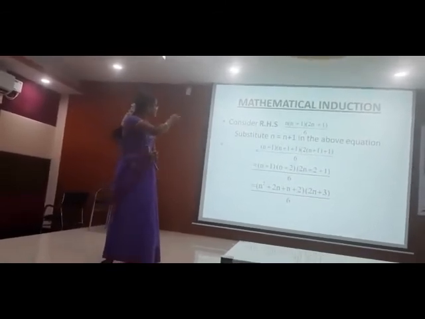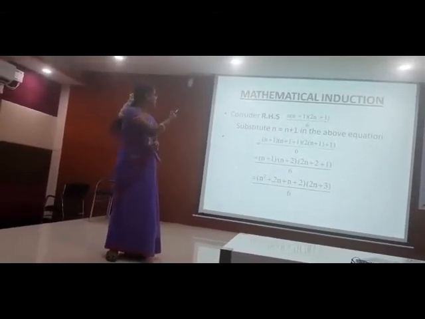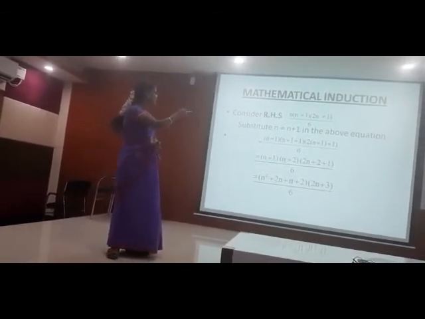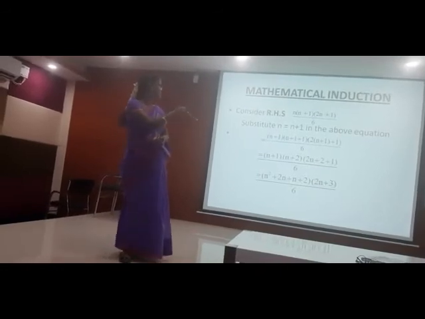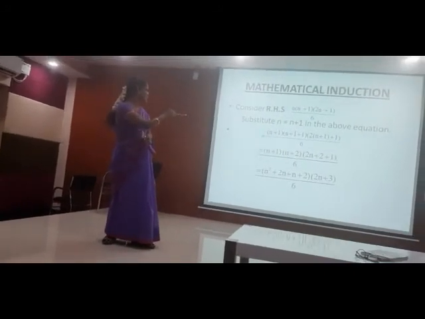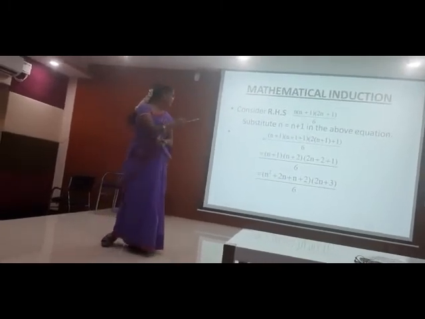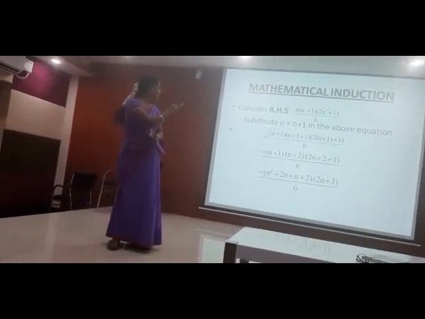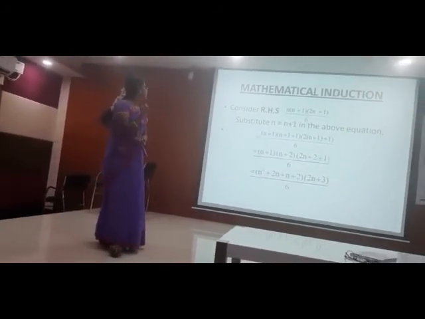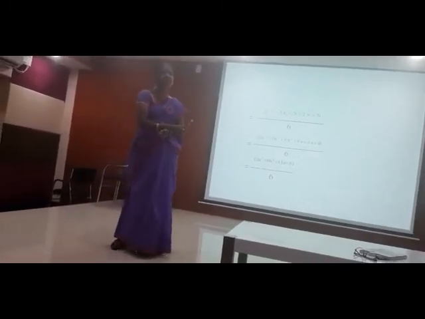So all the n values will become n plus 1 here. n plus 1, n plus 1 plus 1, 2 into n plus 1 plus 1. So n plus 1 into n plus 2, and the third term will become 2n plus 2 plus 1, so it is now 2n plus 3. When you simplify n plus 1 and n plus 2, it becomes n square plus 2n plus n plus 2. Again we simplify this to get n square plus 3n plus 2 multiplied by 2n plus 3.